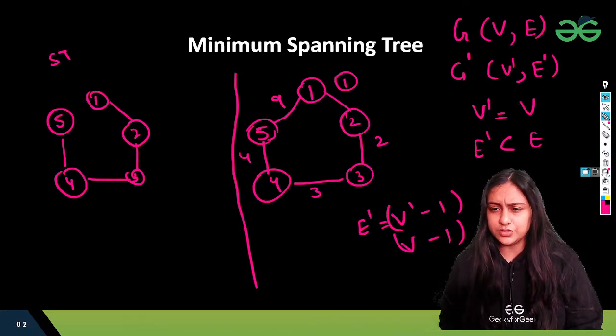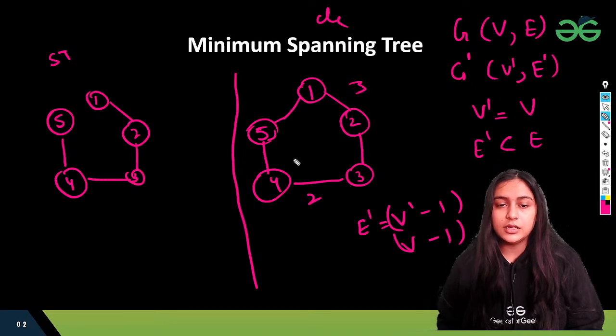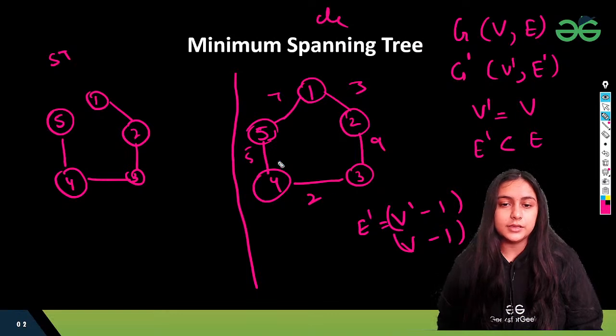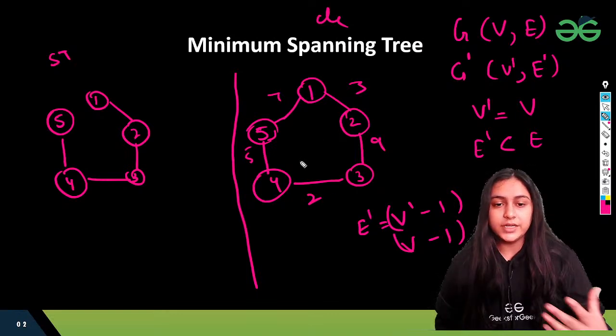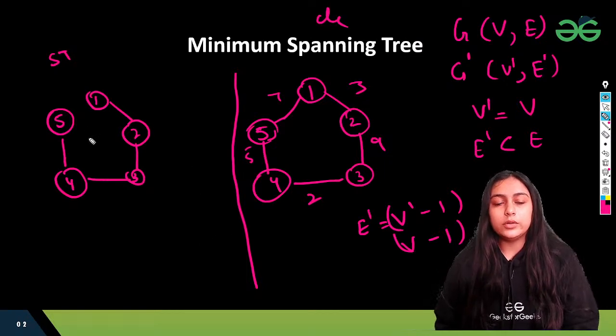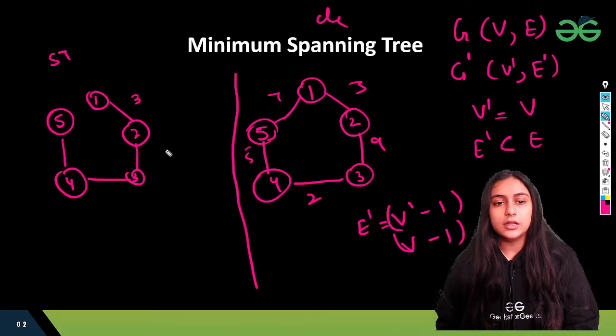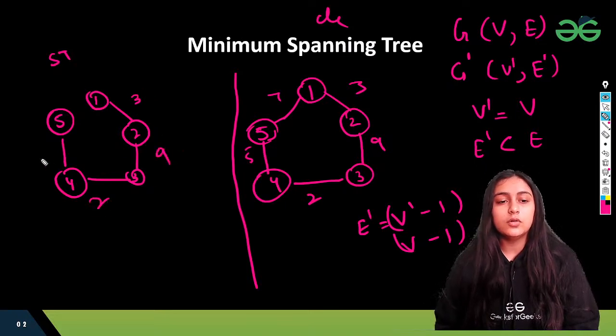Let me just change it. Okay, what I'm gonna do is यहाँ पे 2 दे देते हैं, यहाँ पे 3 दे देते हैं, यहाँ पे 5 दे देते हैं, यहाँ पे 7 दे देते हैं, यहाँ पे 9 दे देते हैं. Okay, so these are the weights of the edges, or you can say the cost of the edges. Now when I calculate the cost of this spanning tree, it is 3 9 2 5.